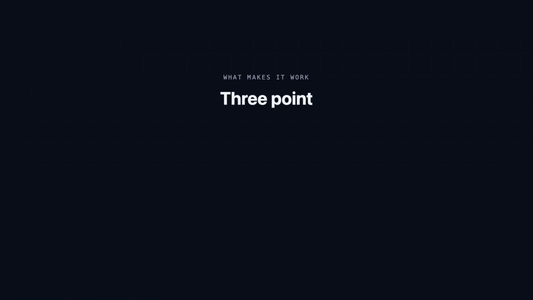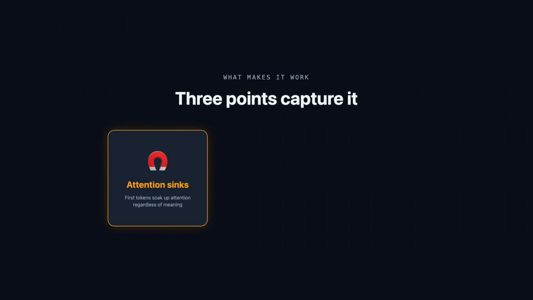So what should stick with you here? Three points capture it. The headline discovery is attention sinks. The first handful of tokens soak up a big fraction of attention no matter their content, purely as a place for the softmax to offload weight. That behavior is why naive eviction breaks a model so completely.